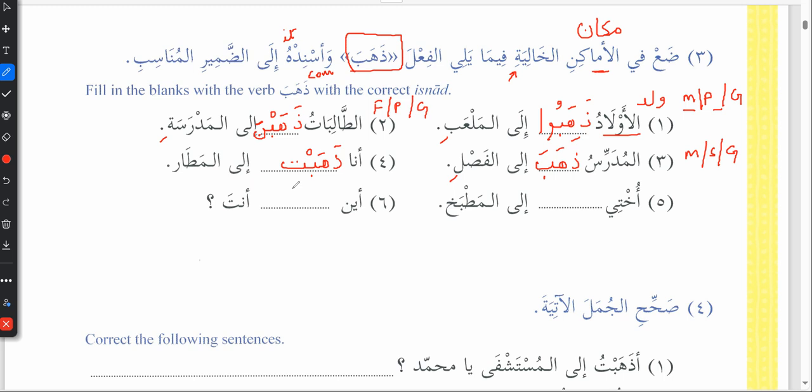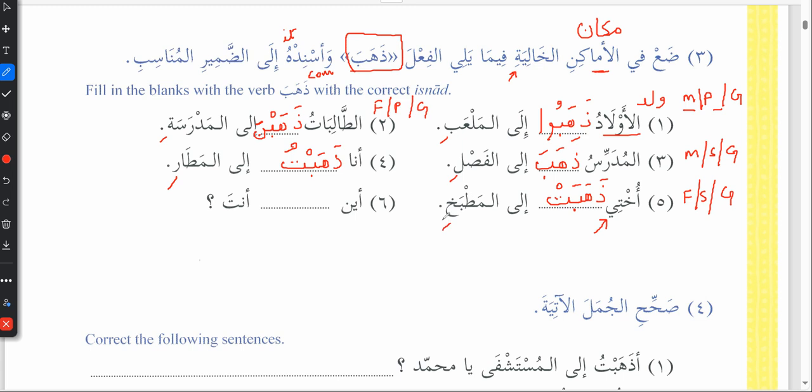Dhahabtu ilal matar. Matar is the airport. Ukhti, my sister. So we are not mukhatib. So it's feminine, singular and ghaib. Ukhti dhahabat with the ta of feminine, and ba will have a fatha. Remember, dhahabat ilal matbakh, to the kitchen.